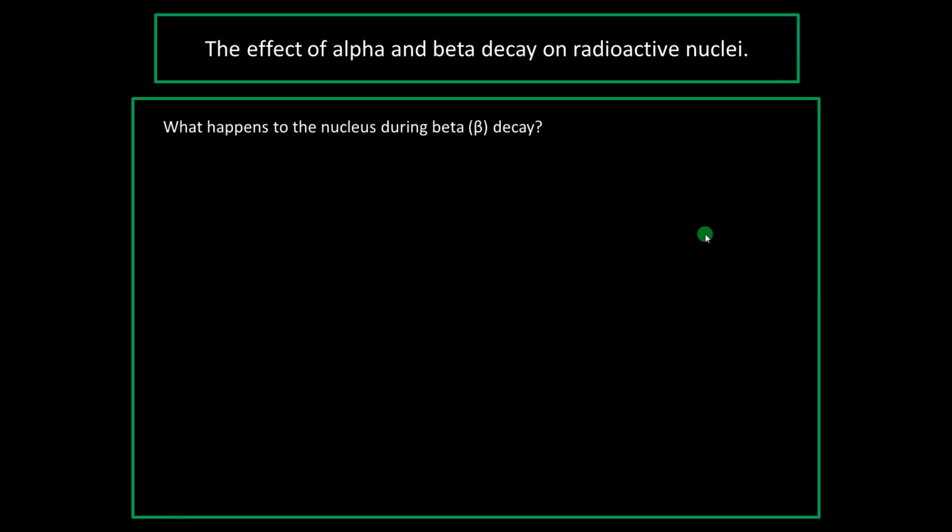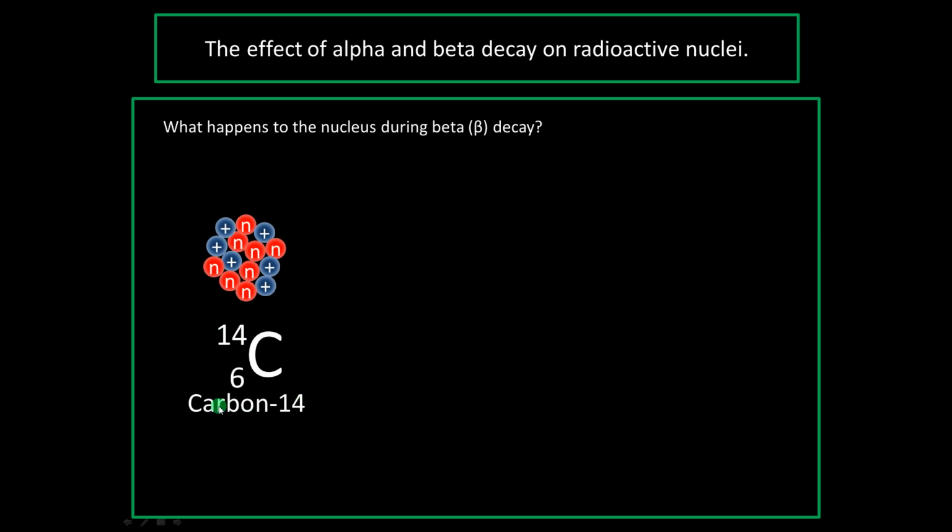Beta decay is slightly more complicated. It's not just simply an alpha particle being spat out of the nucleus. So we need to look a little bit more carefully. So here's a nucleus of carbon-14. And what happens is, we're just going to highlight this neutron here, because what happens in beta decay is that neutron turns into a proton and it spits out an electron in the process.